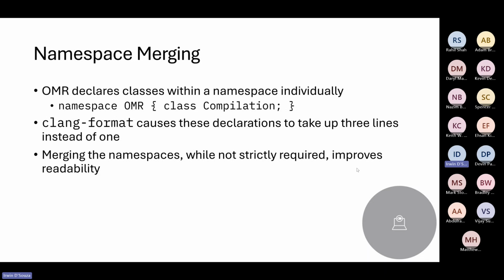Right. So I mentioned namespace merging. In the OMR compiler component specifically, when we forward declare classes inside of a namespace, we say namespace OMR and then class compilation or whatever, but we do so for every single class. We don't have a common namespace OMR and then a bunch of classes underneath it. Although right now that sits in one line, if you run clang-format on that, it converts into 3 lines, and that can artificially increase the number of lines in the file, but also it isn't particularly pretty to look at.